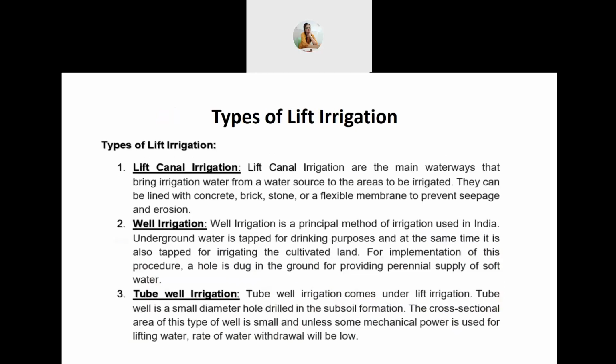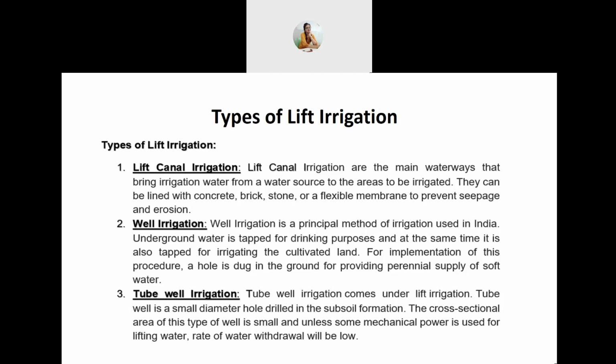Next, types of lift irrigation. There are 3 types of lift irrigation. Number 1, lift canal irrigation. Lift canal irrigation are the main waterways that bring irrigation water from a water source to the areas to be irrigated. They can be lined with concrete, brick, stone, or a flexible membrane to prevent seepage and erosion.